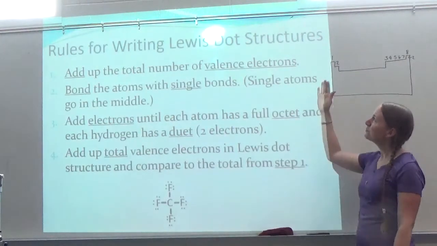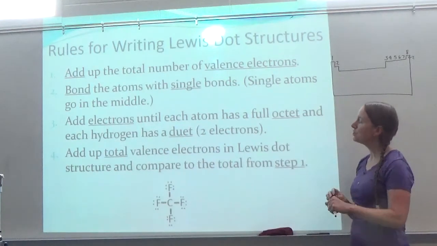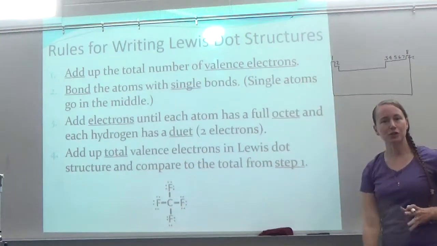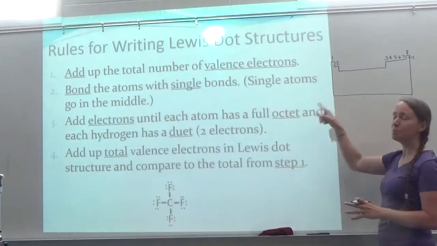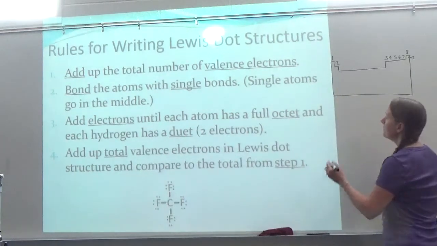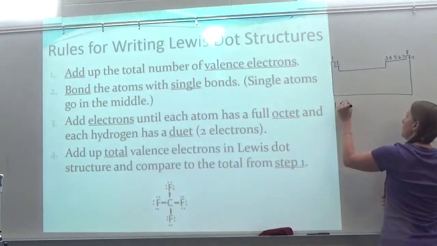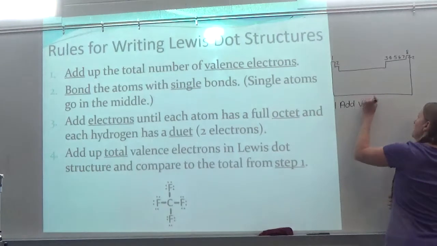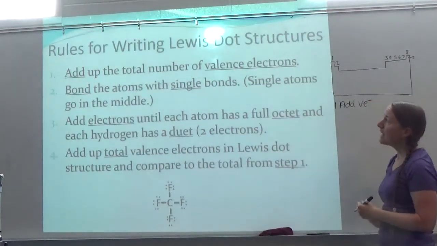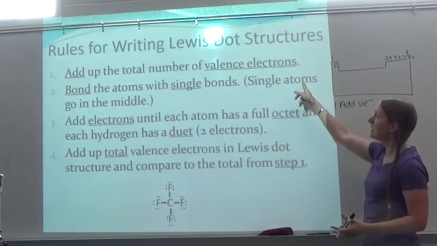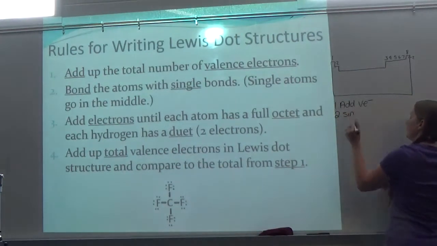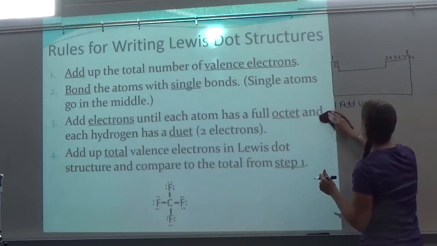Alright, so these are our rules for writing Lewis dot structure. So what I'm going to do is list an abbreviated version of this over here so that I can just point to it instead of having to click back. So rule 1 is add up the total valence electrons. So I'm just going to put add VE, that's valence electrons. Number 2, bond the atoms with single bonds. Single atoms go in the middle. So I'm just going to put, well, here, let's just put bond atoms.